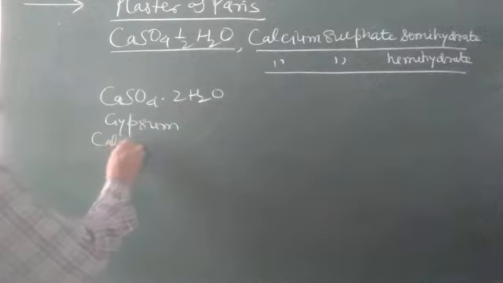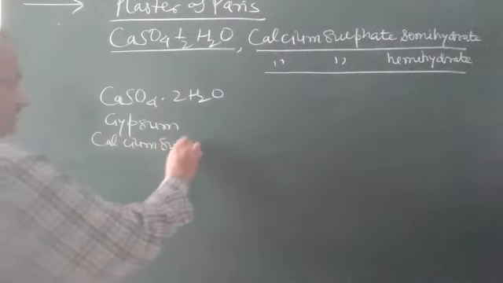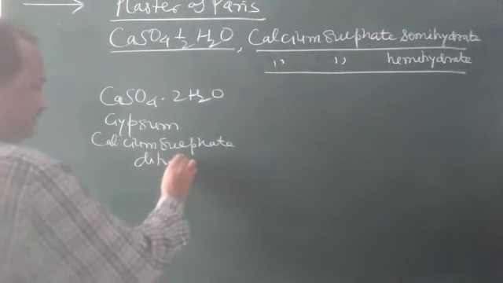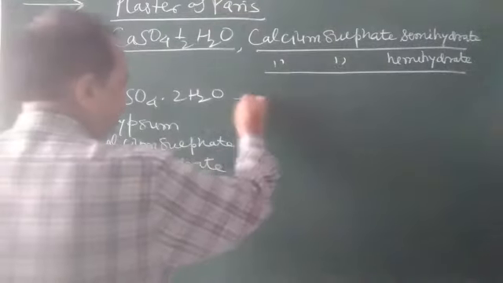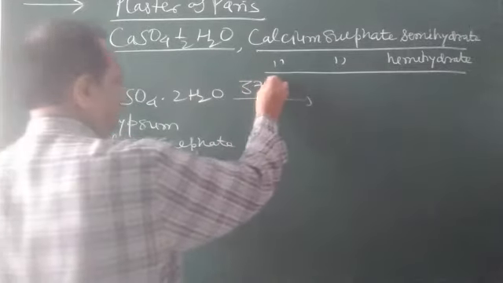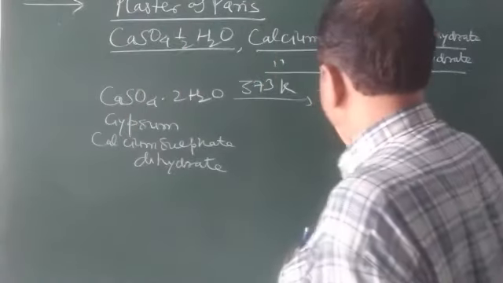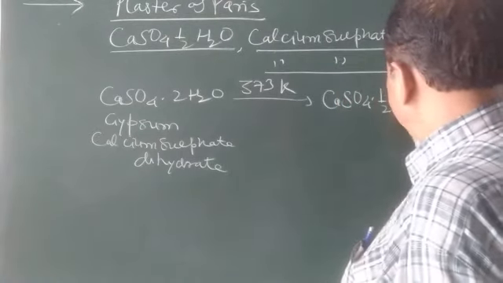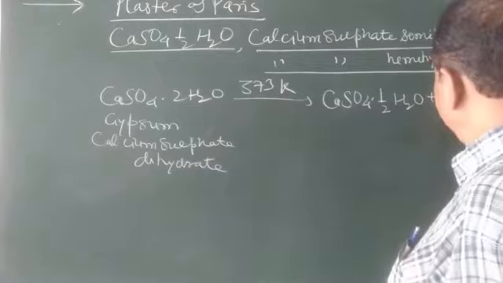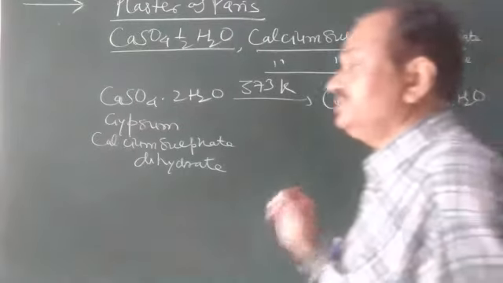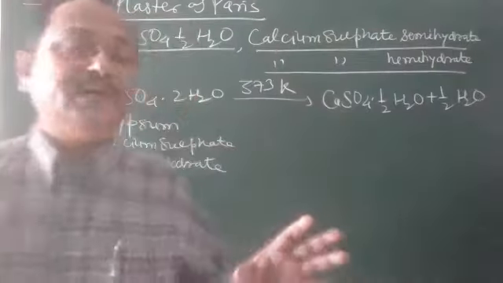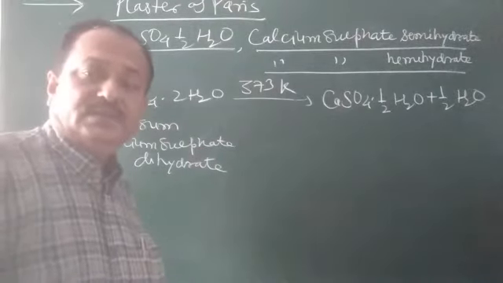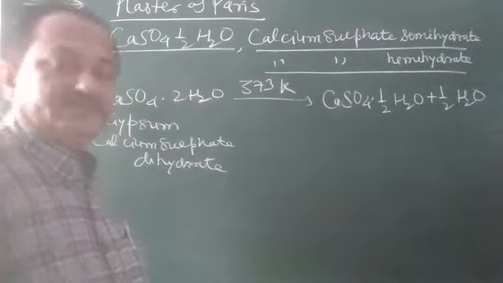Calcium sulfate dihydrate. And on heating at 373 Kelvin, there is formation of CaSO4 half H2O plus half H2O. So this is a very important part about the preparation of Plaster of Paris.